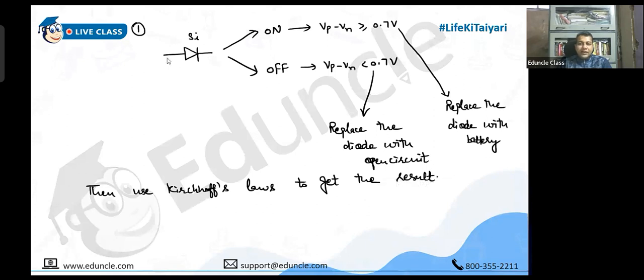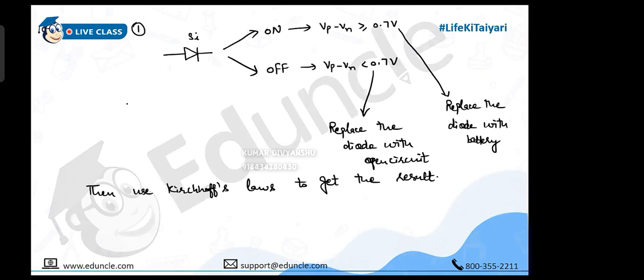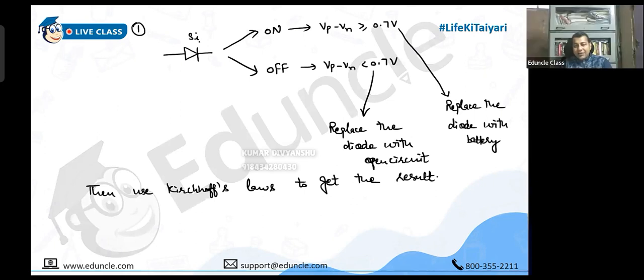So I have written the complete procedure. Please have a look at this. Are you able to understand? I have given you the example of silicon. Similar is the thing for germanium. Then this 0.7 will be replaced by 0.3. Clear?